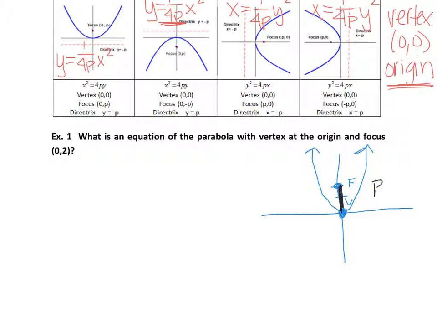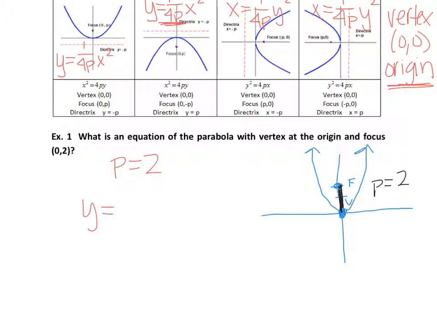My p-value is positive 2. If my parabola would have been upside down, then it would have been p equals negative 2. So now I know that p equals 2, and I can simply plug it into the correct formula.